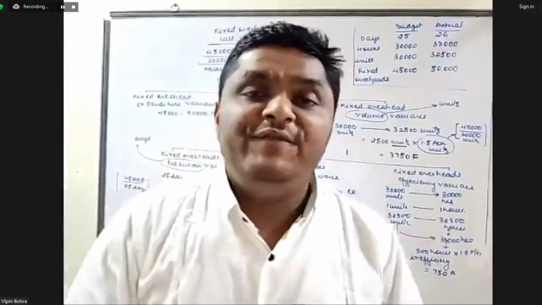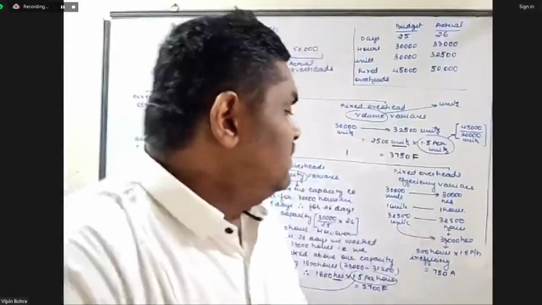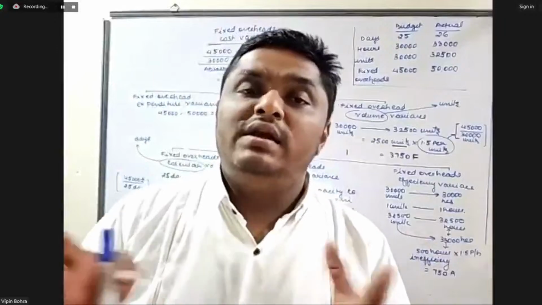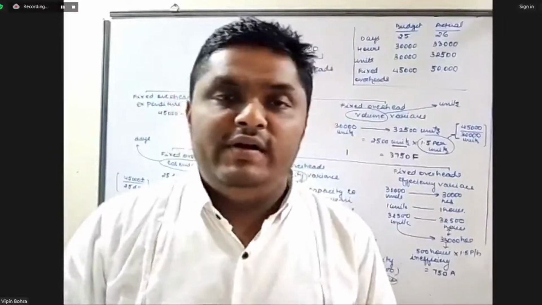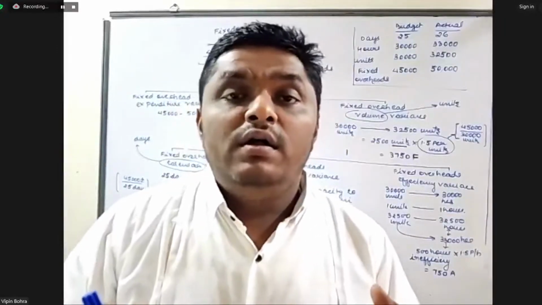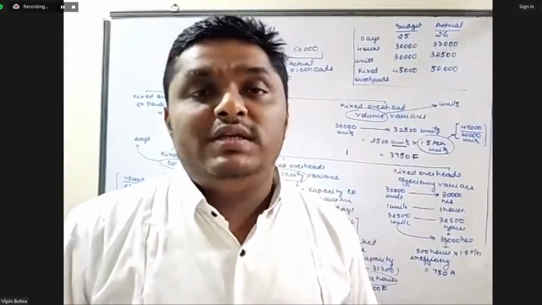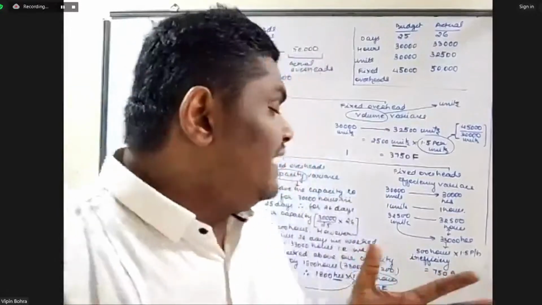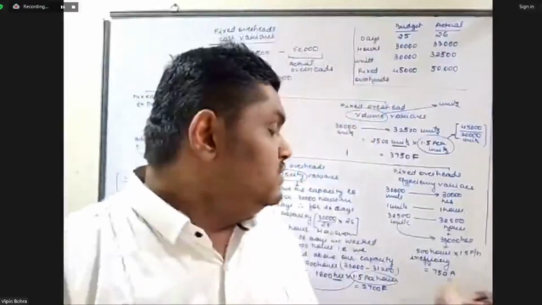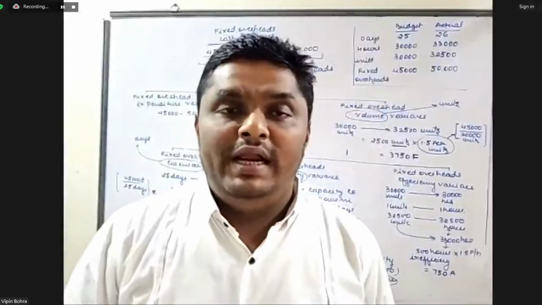Next is fixed overhead efficiency variance. 1 unit, 1 hour. 32,500 units, 32,500 hours. But we actually took 33,000 hours. So these extra hours are what? My inefficiency. So that's why this variance is adverse.